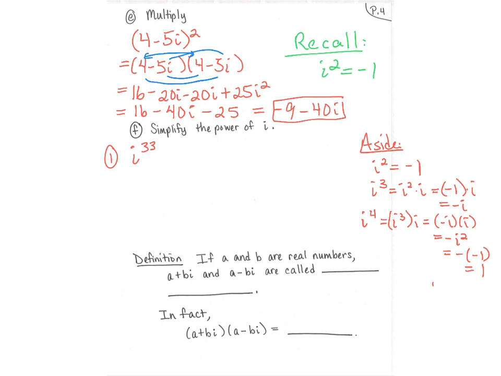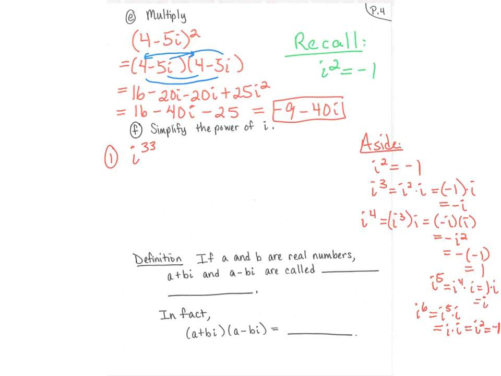And then i to the 5th is i to the 4th times i, but that's just 1 times i, which is just i. Now i to the 6th would just be i to the 5th times i, which would give you i times i, which is i squared, also negative 1, which repeats. So your powers will repeat.